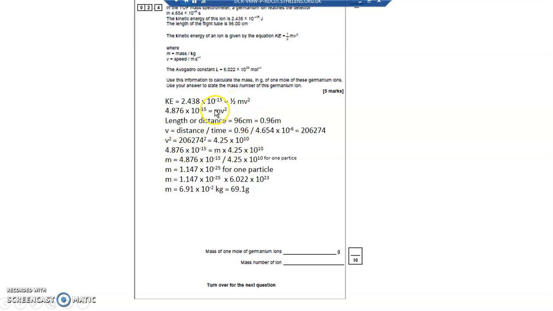So now I can substitute this in. Now I can work out mass, because I've got v squared, I've got kinetic energy. The mass is 1.147 times 10 to the minus 25, and that's the mass of one particle in kilograms. If I multiply by Avogadro's number, it gives me the mass of a mole, 6.91 times 10 to the minus 2 kilograms, multiplied by 1,000, 69.1 grams is the mass of 1 mole of this substance.